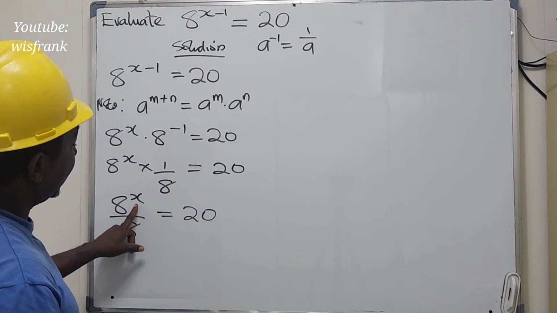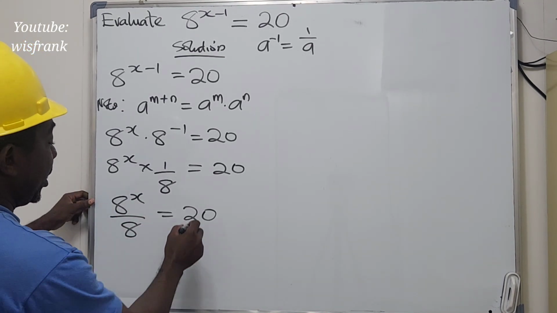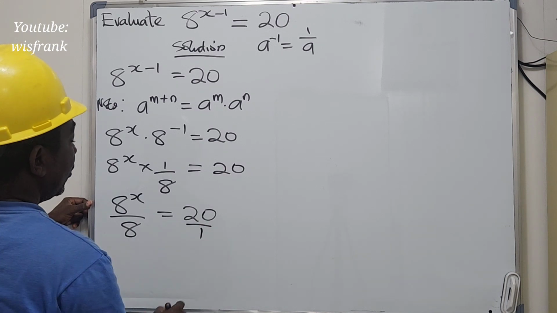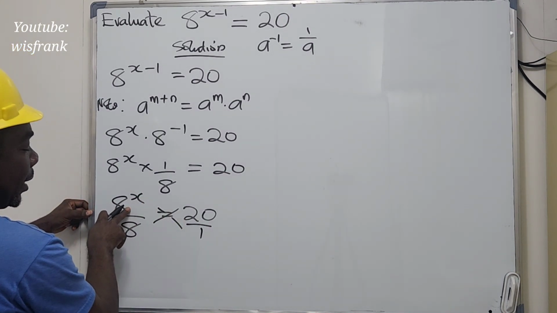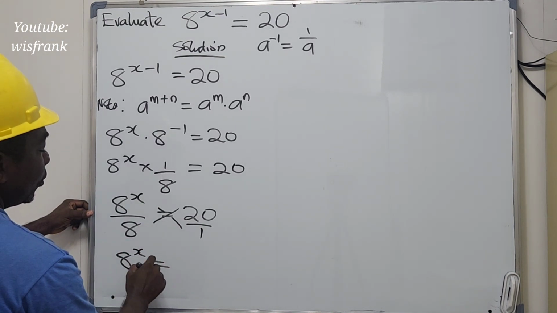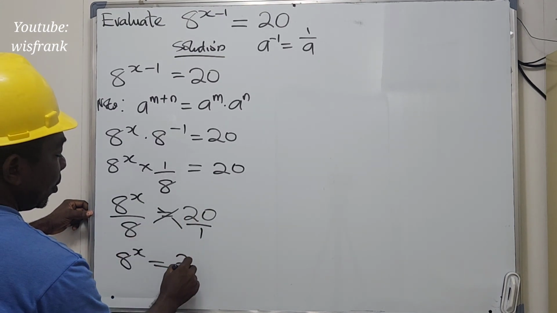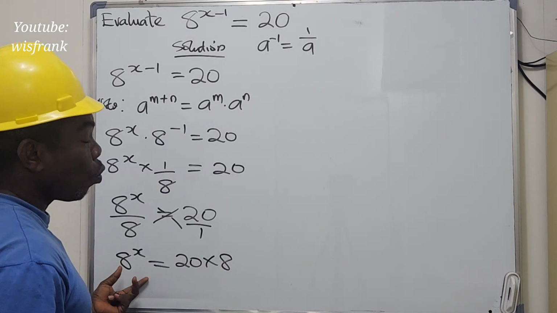So for us to find the value of x, what we are going to do is to cross multiply. This 20 is the same thing as 20 all over 1. When we cross multiply, it's going to give us 8 to the power of x times 1 will give us 8 to the power of x equals to 8 times 20, or we have 20 times 8. So this is what we have.